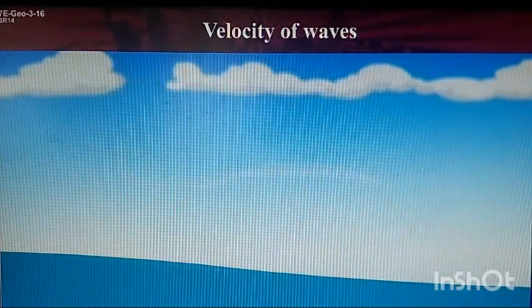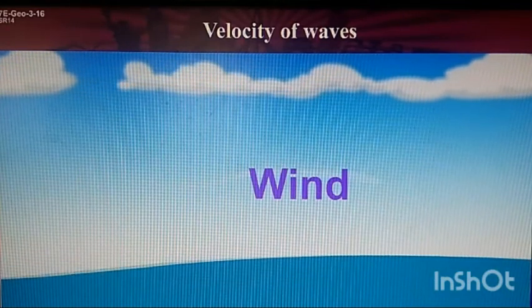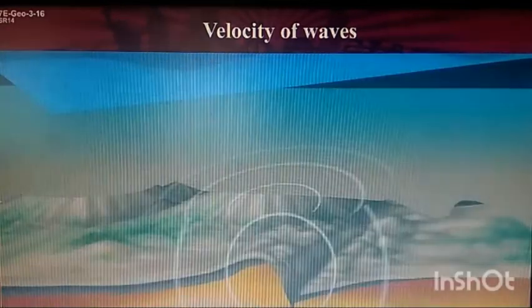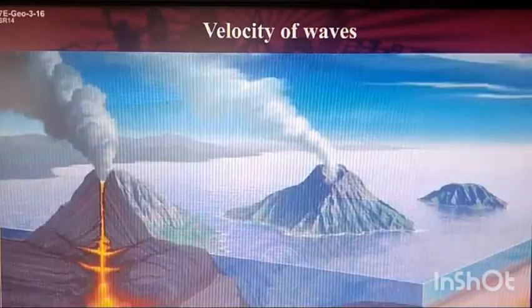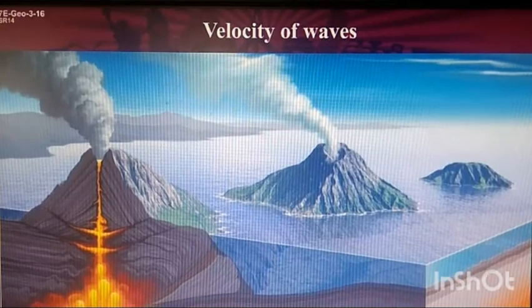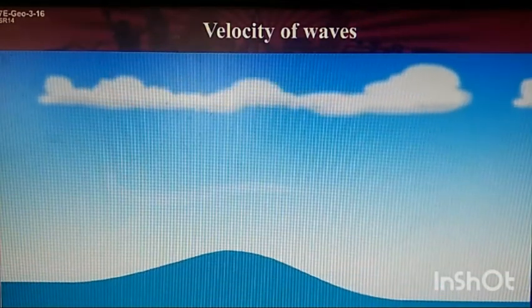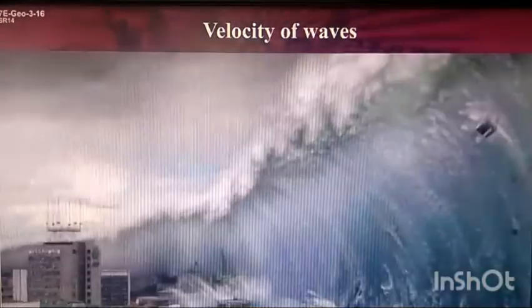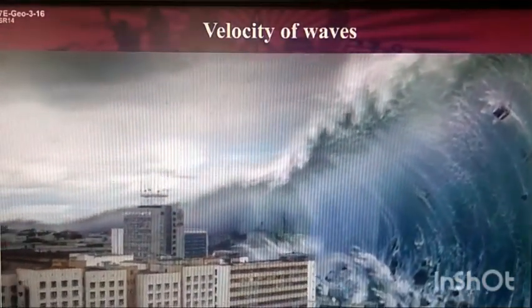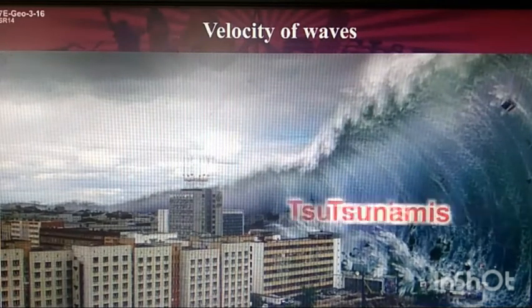So waves are generated due to the wind, but sometimes waves are also generated due to earthquakes or volcanic eruptions that occur below the sea. These waves have a great height in the shallow water. They are very destructive. Destructive means they cause huge loss of property and life. So these waves are called tsunamis.